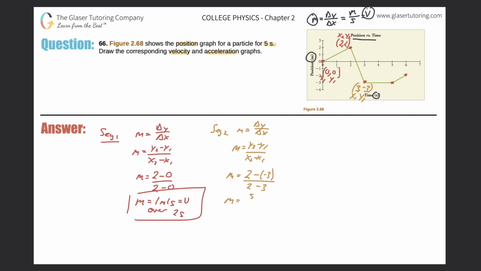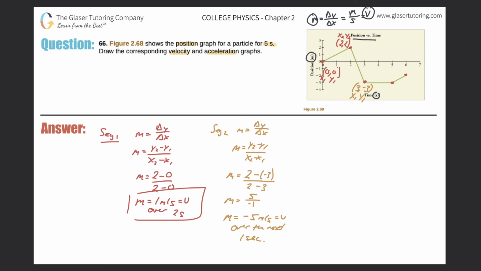We get now 5 over 1, right? And specifically -1. Now that should make sense. The slope is negative. It's pointing down and to the right. So this is -5 meters per second, and that will be equal to the velocity. And that's over the next 1 second.